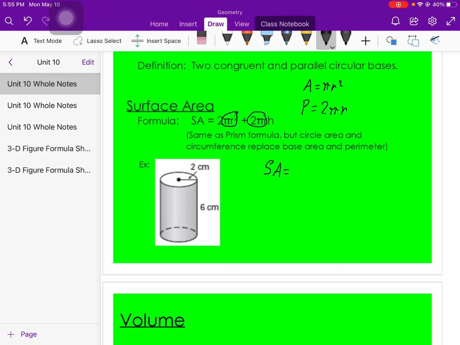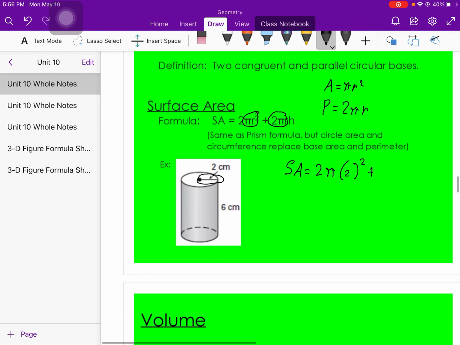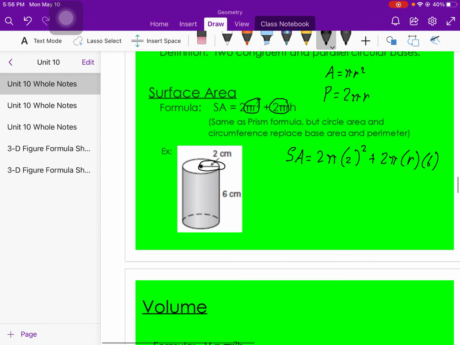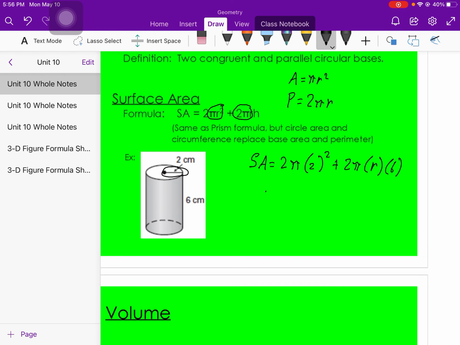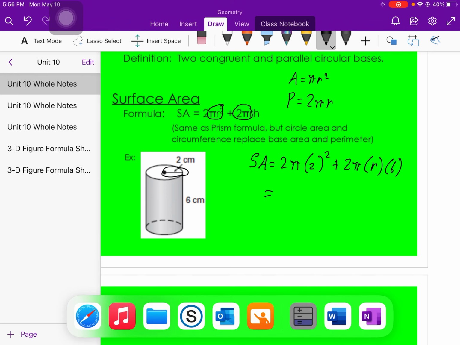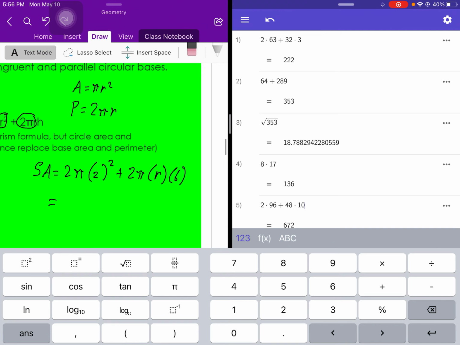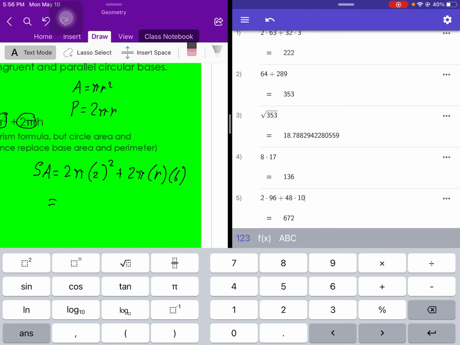The surface area equals 2 times pi r squared. R is going to be the radius, which if you look over here is 2, halfway across, plus 2 pi, the radius is r, and then the height, notice that's 6. Put another 6 here. If you do this correctly, you can do this all in one step in your calculator. It's actually a little bit easier than the prism, less to solve for.